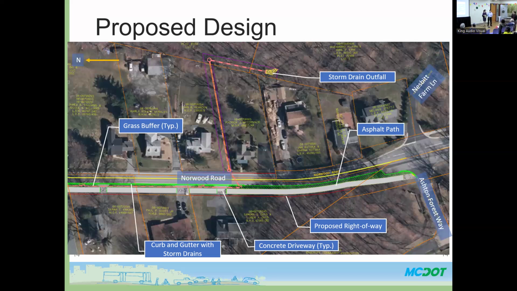Again, let me correct that, environmental impact. We're trying to minimize the environmental impact.